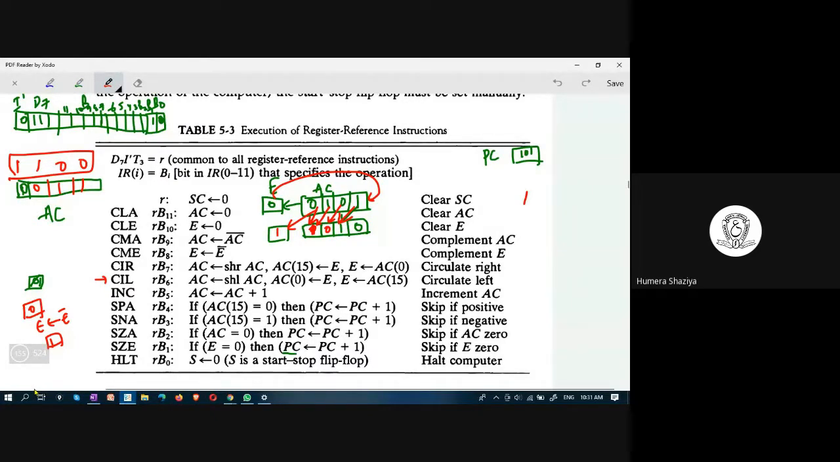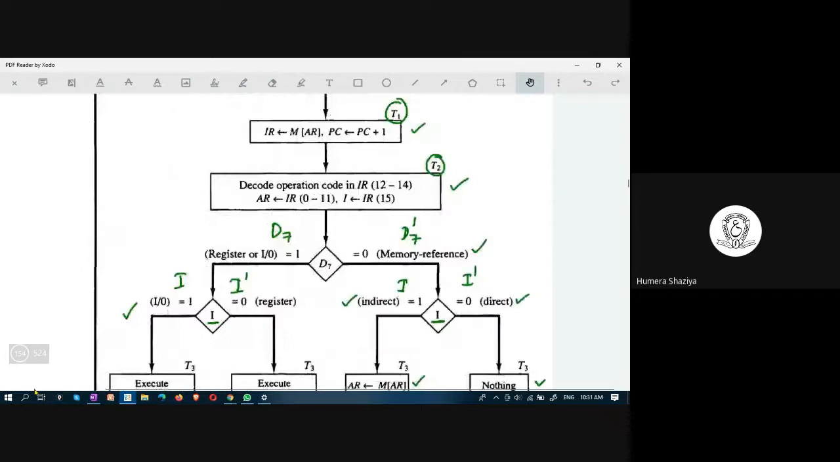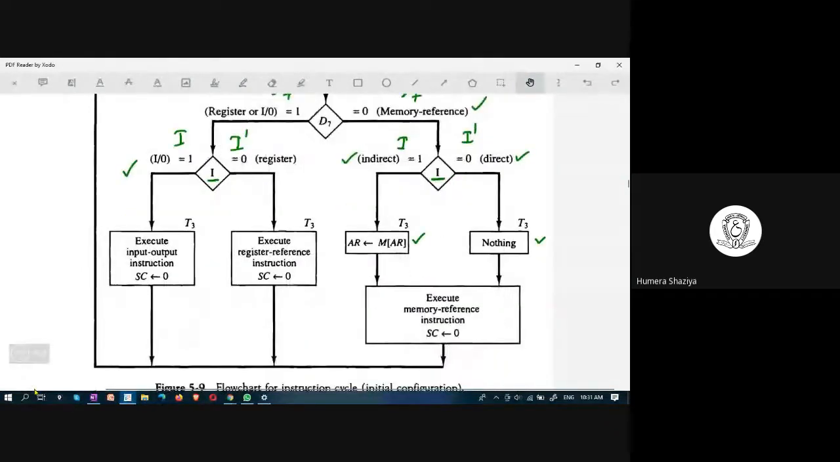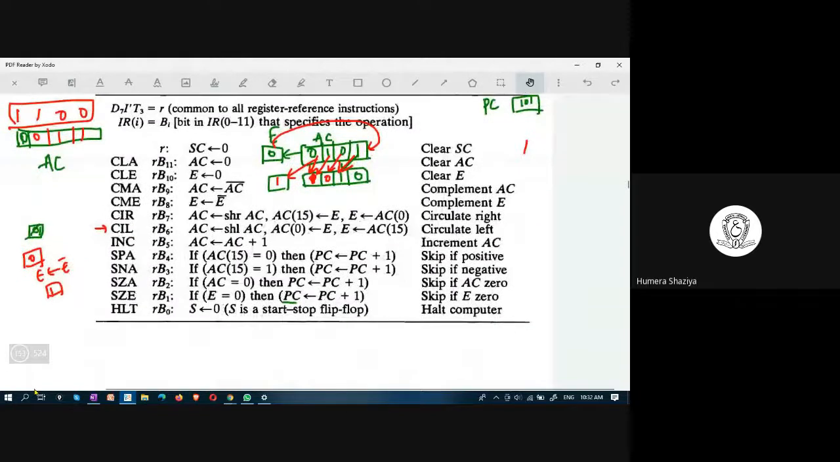CLE means the E bit is set to 0. CLA means AC is set to 0. After executing a register reference instruction, SC is set to 0. That is, R equals SC. The sequence counter is set to 0.